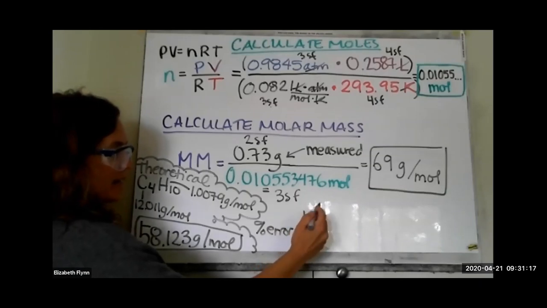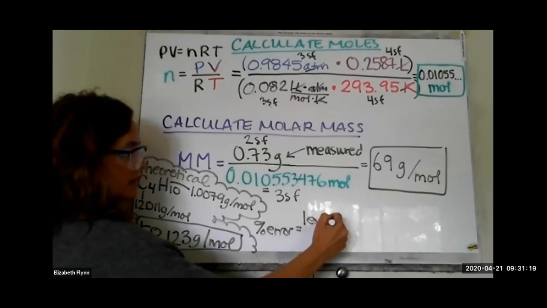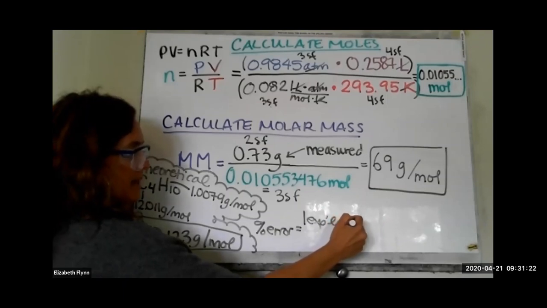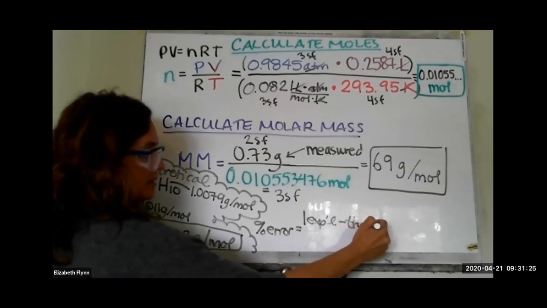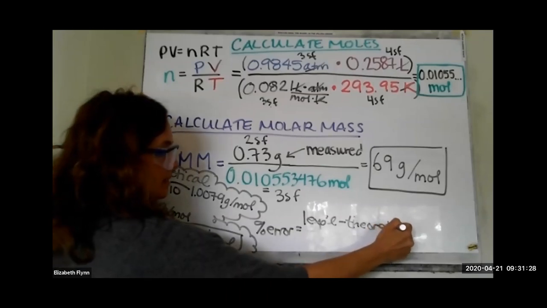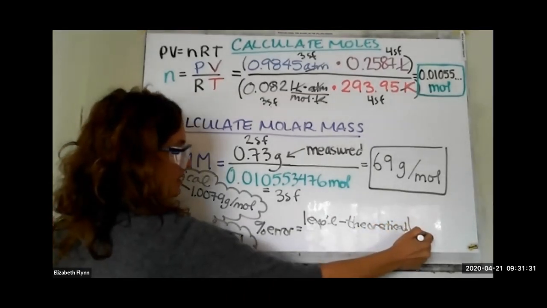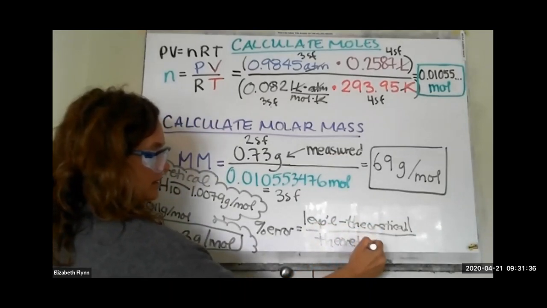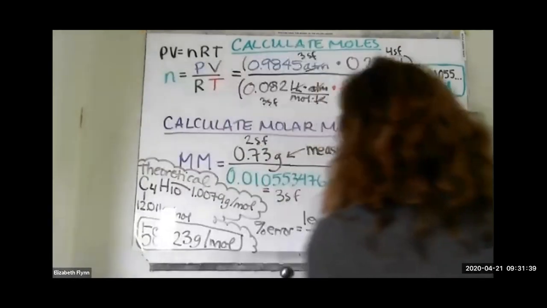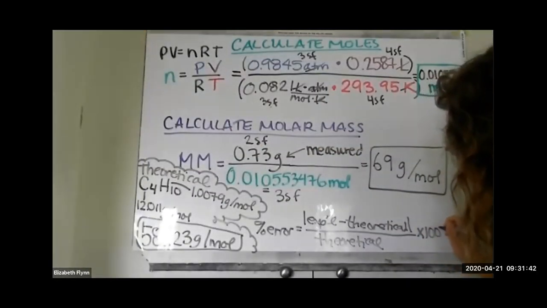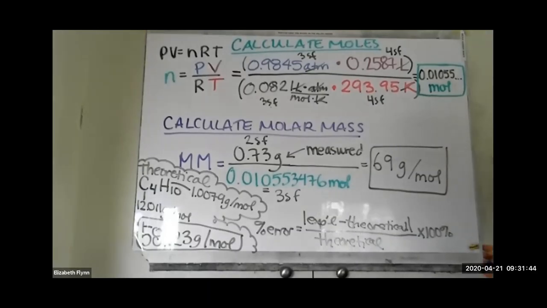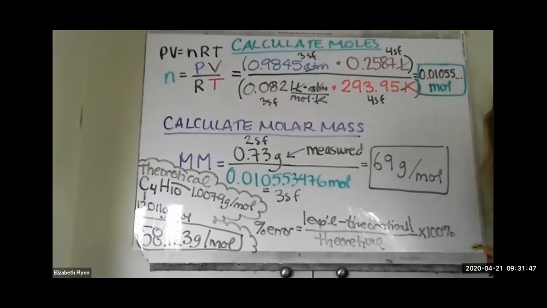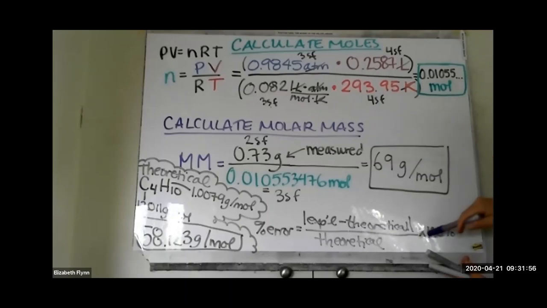is equal to the absolute value of the experimental minus the theoretical over the theoretical. And you multiply that by 100%. Okay, that's the percent error calculation. So I want everyone to show me the molar mass for the next one and the percent error.